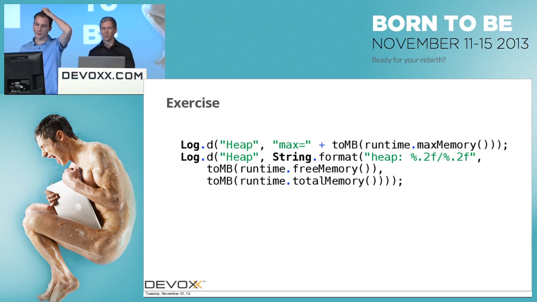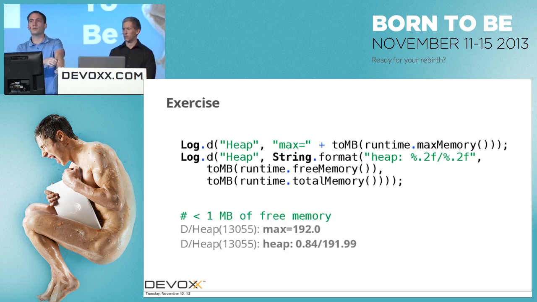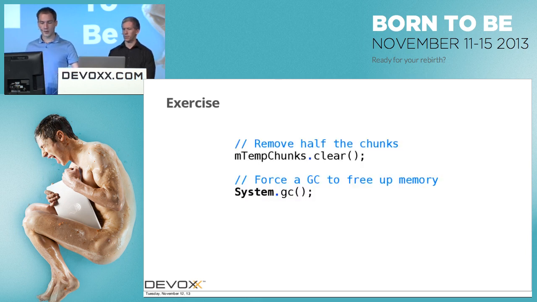This is the code that verifies what we've done. We log the max size of the heap. We log the amount of free memory and the total size of the heap. After running this loop, this is the result we get. Our maximum is 192 megs of RAM. We have less than a meg of memory free in the heap. And the total size of the heap is currently, there's probably a rounding error because of floats, 192 megs of heap currently allocated. So we have less than a meg of free memory.